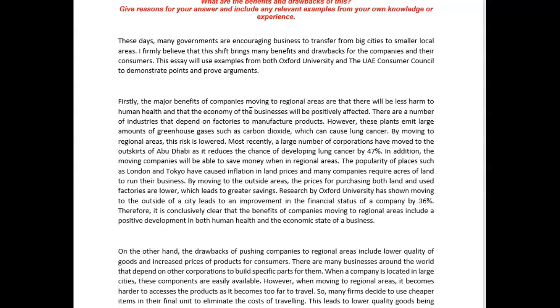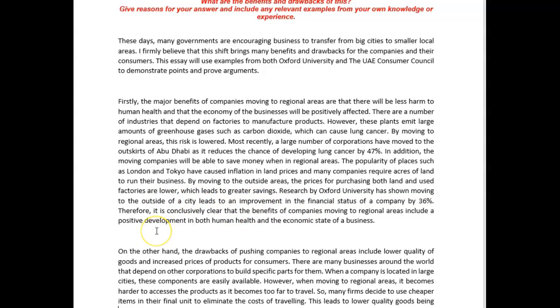In addition, the moving companies will be able to save money when in regional areas. The popularity of places such as London and Tokyo has caused inflation in land prices, and many companies require acres of land to run their business. By moving to the outside areas, the prices for purchasing both land and used factories are lower, which leads to greater savings. Research by Oxford University has shown moving to the outskirts of a city leads to an improvement in the financial status of a company by 36%.